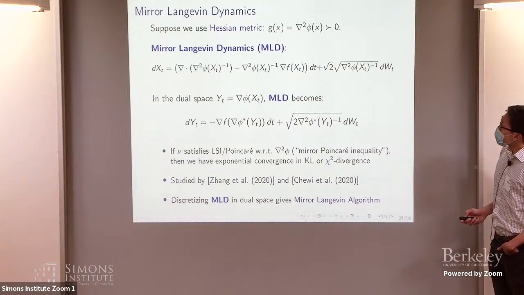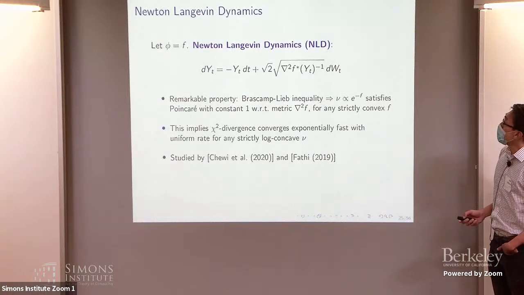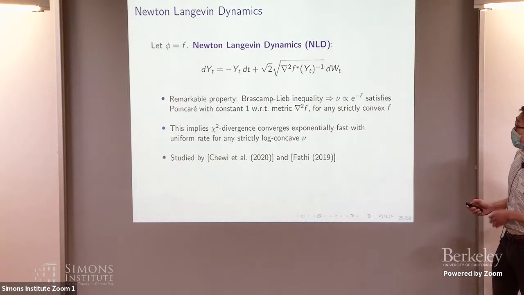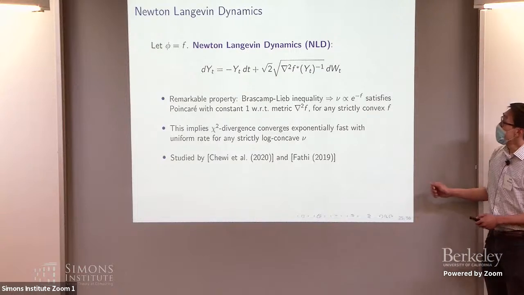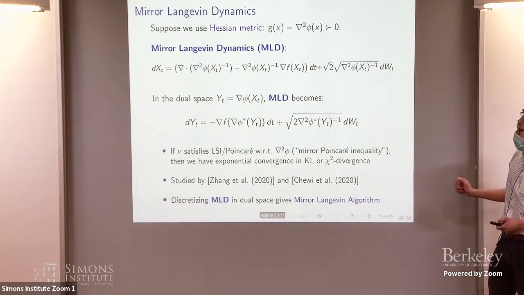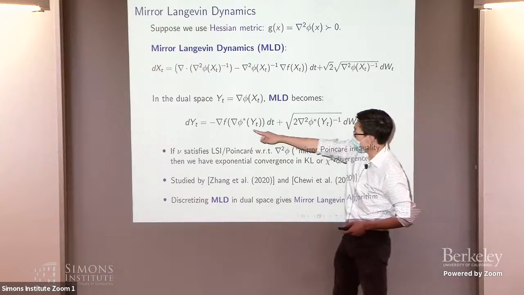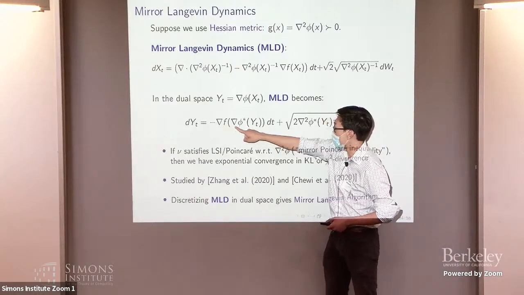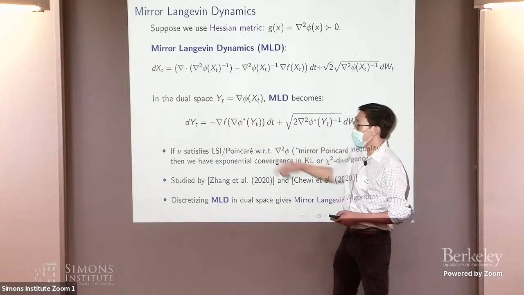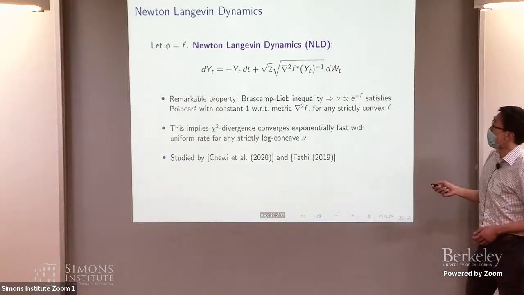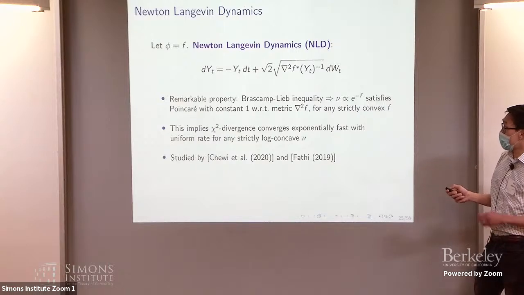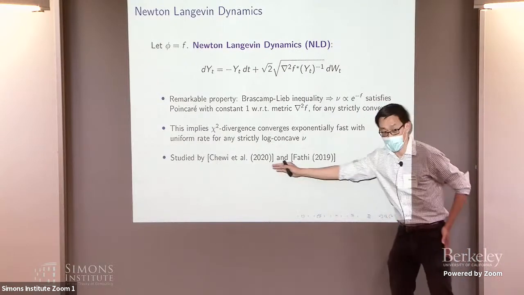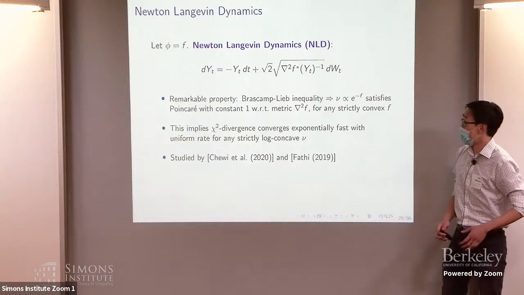Okay, so this is not the topic of this talk, so I won't spend too much time here. But a very nice property happens when you choose phi to be equal to f, because then you can see that the gradient of f cancels out with the gradient of f star. And that's what gives us what's called the Newton-Langevin dynamics, which was studied by a paper by Sinho Chewi, Philippe Rigollet and co-authors.